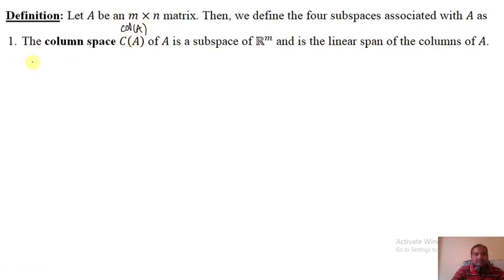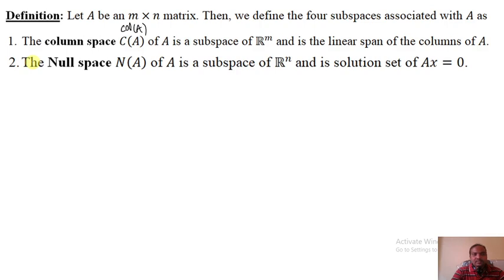Now the second one, the null space, which is denoted by N of A. The null space of A is a subspace of R power N and is the solution set of A x equal to 0.